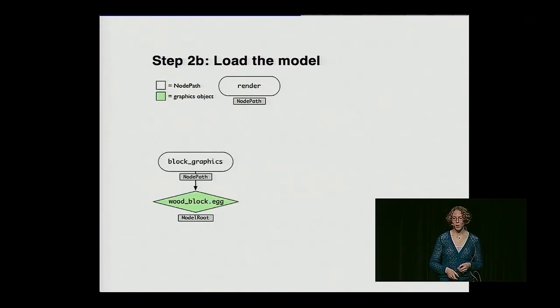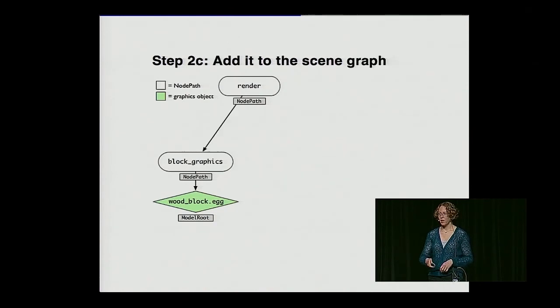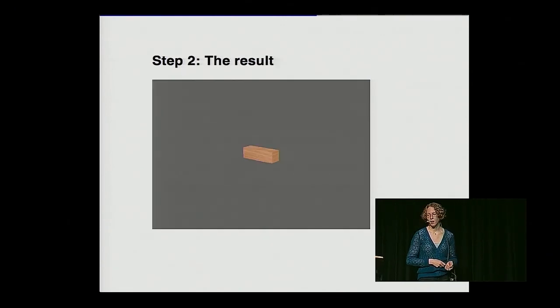And so we can load in our model. If we had saved the previous model that I showed you, for example, as woodblock.egg, and egg is just the extension that Panda 3D uses for its models, we load that in. We create a node path called block graphics to point at that so we can interface with it. And then we add block graphics to the scene graph. So now if we were to run Panda 3D and look at it, we would see a block. It's not very interesting at this point. It's just a block in the middle of the screen. But it is being rendered in real time, which is what we want.